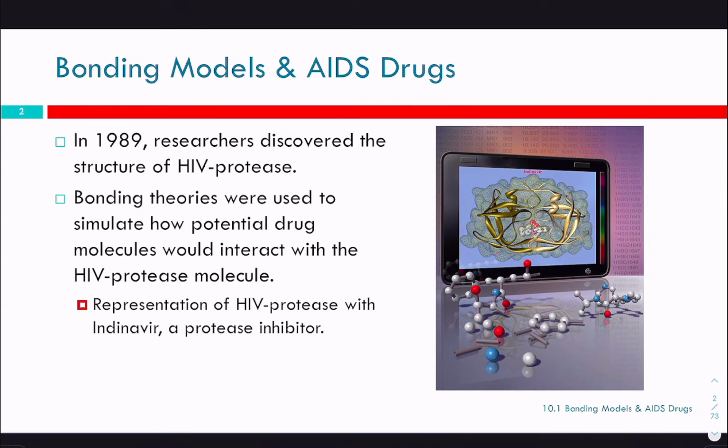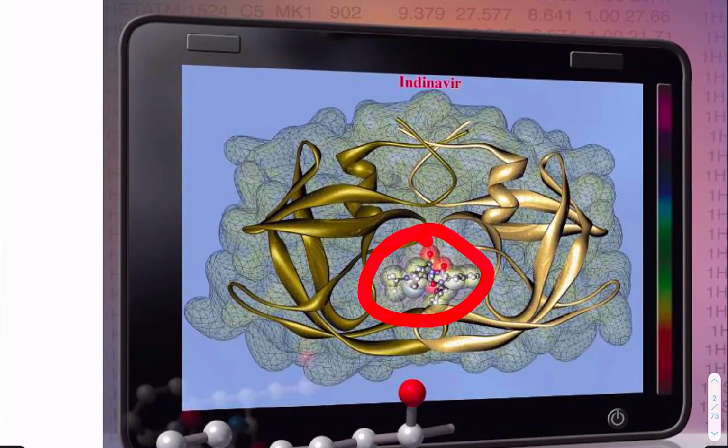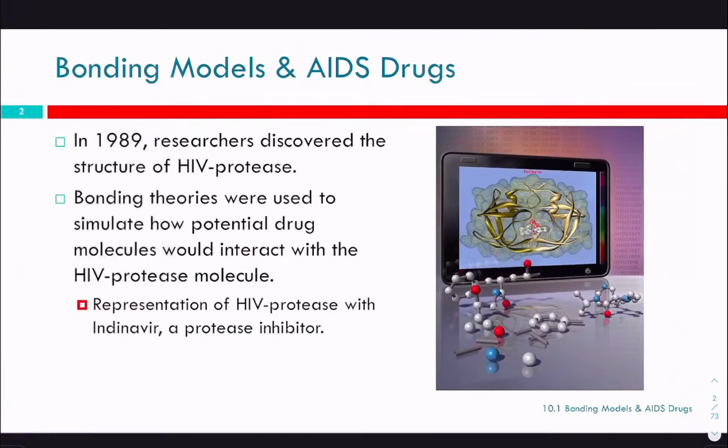So this is that representation of that HIV enzyme, and then the inhibitor actually fitting right here in the middle. So it's a pretty powerful theory.